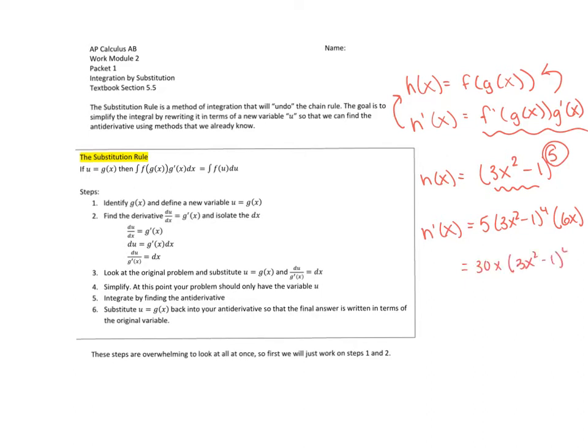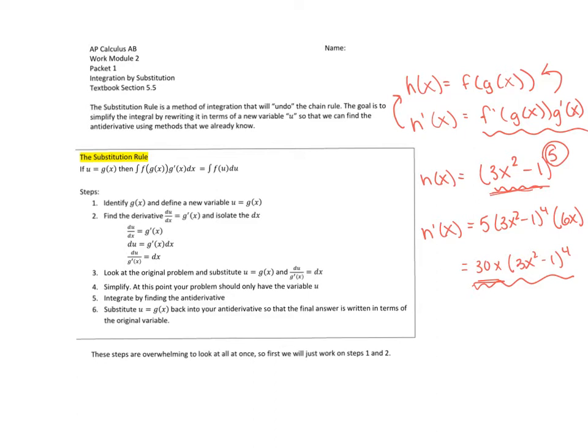So now we need to be able to take something that looks like this and figure out where it came from. We need to take this statement and figure out that its antiderivative was the original problem, the 3x squared minus 1 to the fifth. And it's hard to do that because there's multiple things here. We have something out in front, we have a 30x, we have 3x squared minus 1, we have a fourth. There's a lot going on.